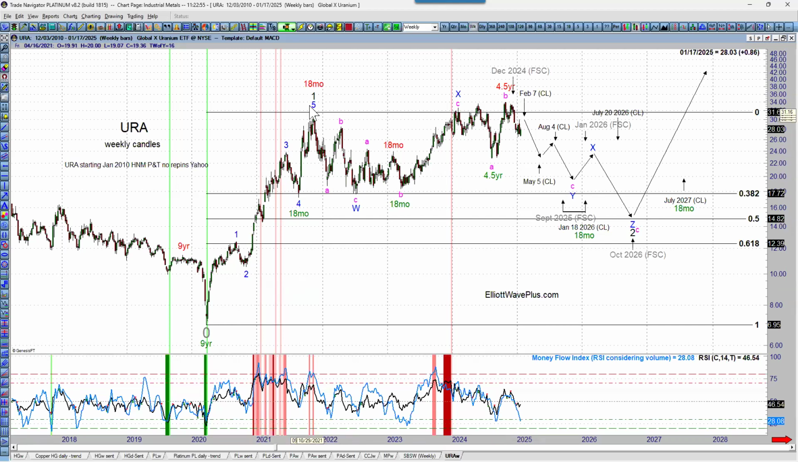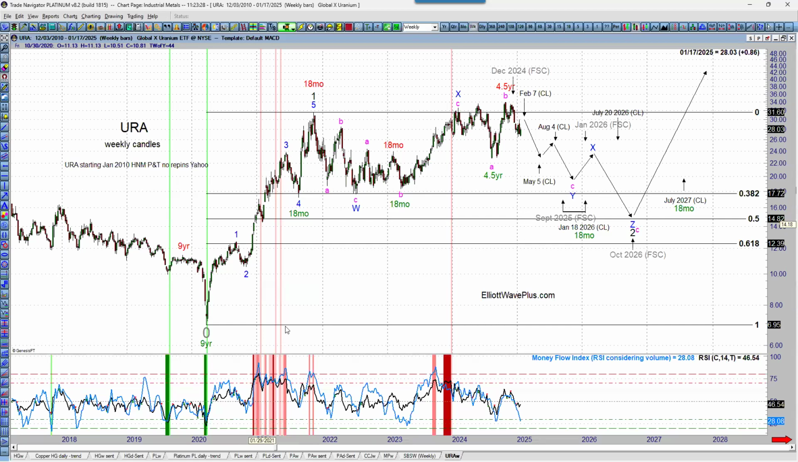It looks like it finished five waves up way back here, 1, 2, 3, 4, 5. Then we got three waves down for W, three waves up for X. And now I think we're going to be in a correction for a while on uranium. So while the fundamentals remain strong, and they have been strong since this low, the pattern is suggesting that it's going to consolidate for a while after a nice move to the upside.